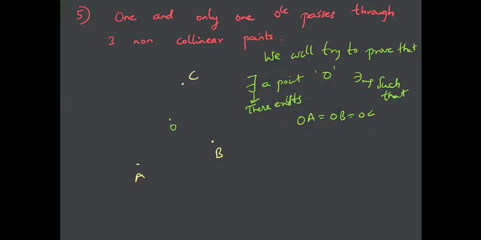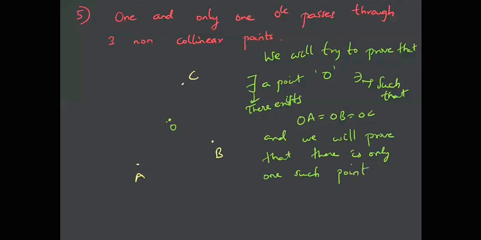If OA is equal to OB is equal to OC, then all these three points will lie on a circle with center O, because the distances from O to all these points are equal. And we will prove that there is only one such point, right? So this is what we are trying to do.